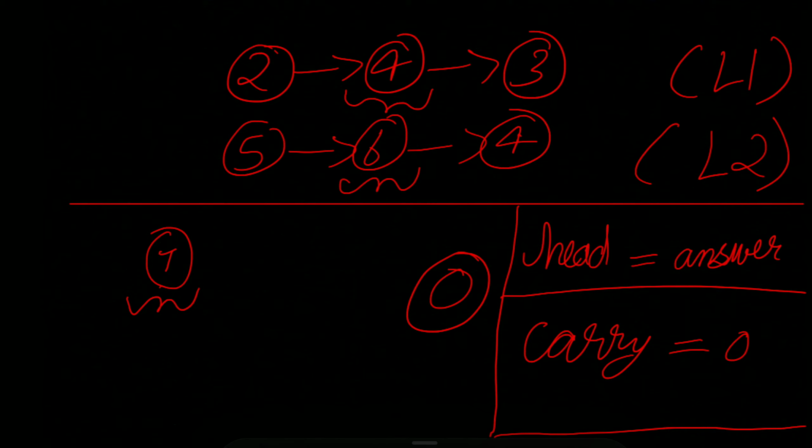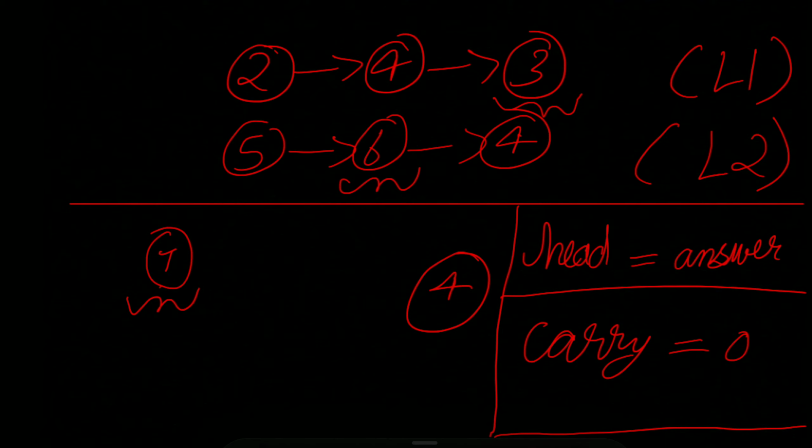Now it will again loop. So it will again check if L1 has any elements. Now L1 has 4. So carryover equals 0 plus 4, so 0 plus 4 is equal to 4. So we'll have 4 here. Then L1 equals L1 dot next. So now the pointer will move from 4 to 3.